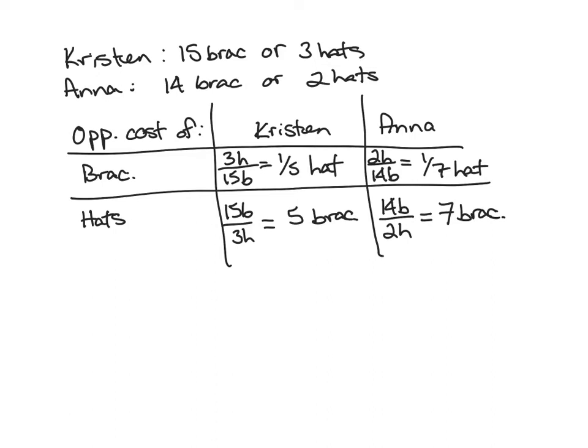So the next question, part B, asks who has an absolute advantage in the production of hats or bracelets and who has a comparative advantage in the production of hats and bracelets. So let's start with absolute advantage. Absolute advantage means that you can produce something with fewer resources than someone else. So in this case, it would be which girl can produce more bracelets in an hour. And we see that Kristen can produce 15 bracelets versus Anna's 14 bracelets. So Kristen has an absolute advantage in bracelets.